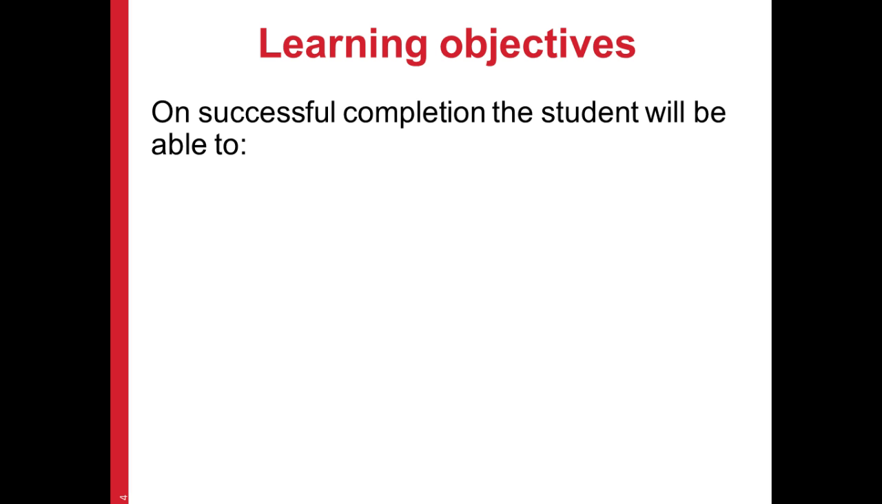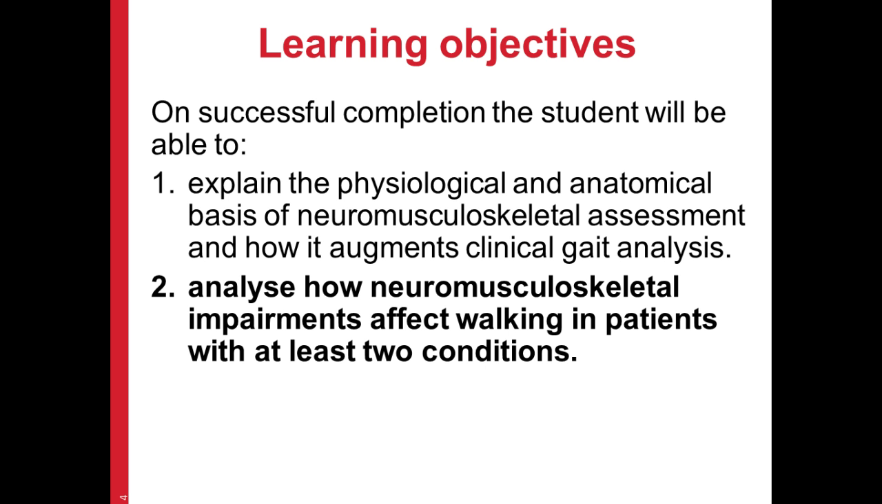So just to go over the formal learning objectives for the whole semester and look at those that are particularly relevant to these lectures. The second learning objective is to analyse how neuromusculoskeletal impairments affect walking in patients with at least 2 conditions. One of those conditions is going to be cerebral palsy, and most of the formal teaching we deliver will use cerebral palsy as an example. And the other condition is going to be one that you select as a basis for your study this semester, and which will lead to a specific assignment that you should submit at the end of the semester.